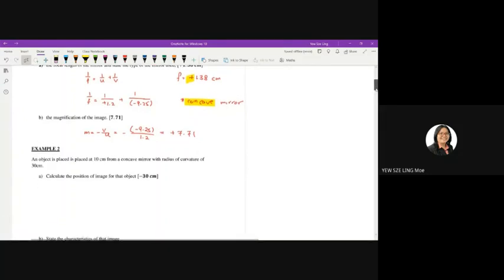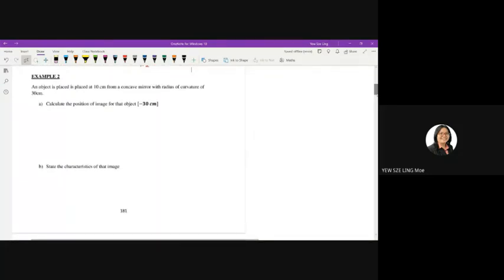All right, example 2. An object is placed 10 cm from a concave mirror with a radius of curvature of 30 cm. Concave mirror means that this is positive R. And the object is placed 10 cm from the concave mirror. When it comes to our syllabus, we assume our object is always a real object, so this is positive u. Calculate the position of the image for the object.